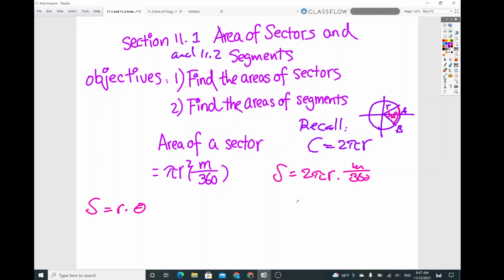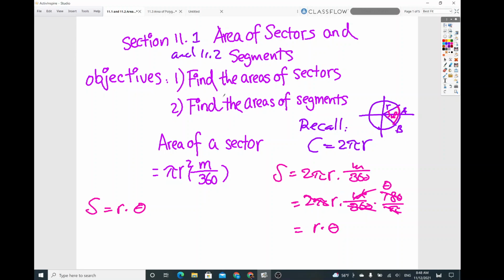The reason is that we want to convert the measure of the central angle to radians. So we multiply this entire quantity by 180 over pi. As you can see, pi got cancelled, and 2 times 180 is 360, divided by 360, so that got cancelled. At this moment, m turns out to be theta. So that's why it's r times theta. This is just a refresher on the arc length and the circumference of a circle.